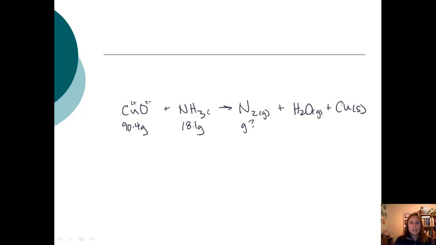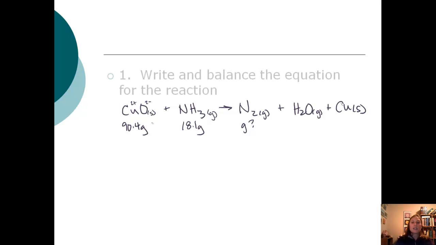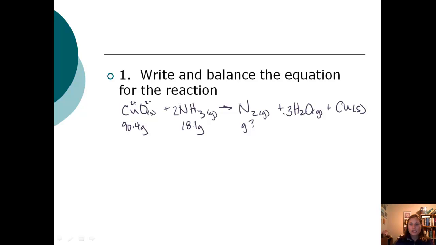Let's see, we need our physical states. I'm guessing the ammonia is a gas. All right, so we've got it written. Now let's also balance it. So let's see. Copper looks okay to me. Oxygen looks okay. I've got 2 nitrogen, so it looks like I'm going to need a 2 on the ammonia. That makes 6 hydrogens, so I need a 3 on the water. Now we're changing our oxygens, so we want 3 oxygens over here. That changes our copper. Done.